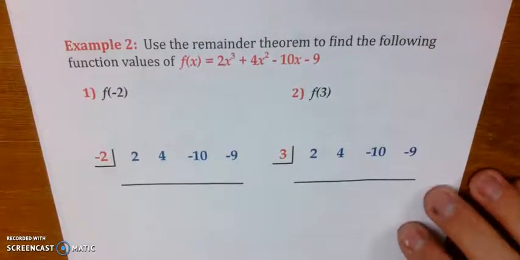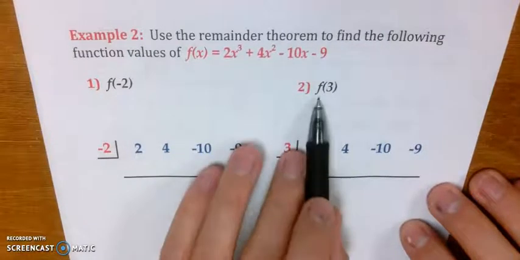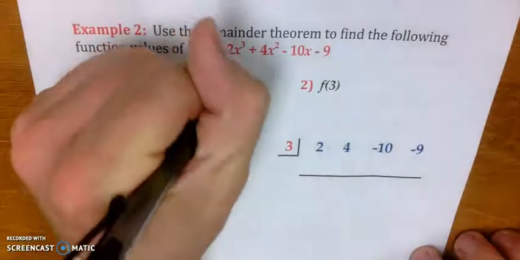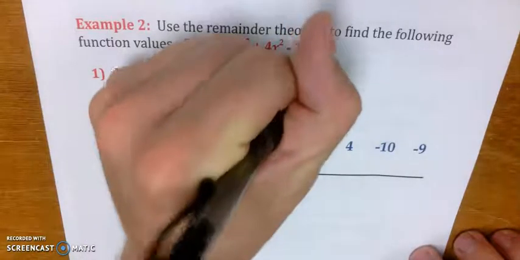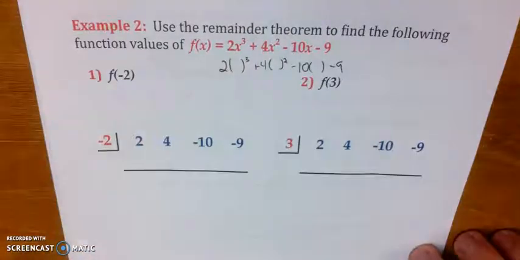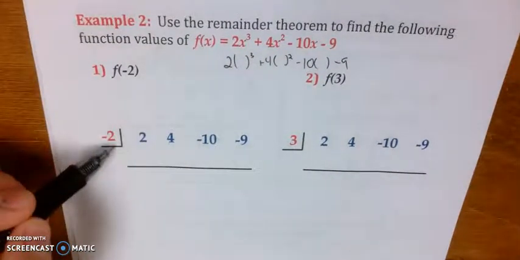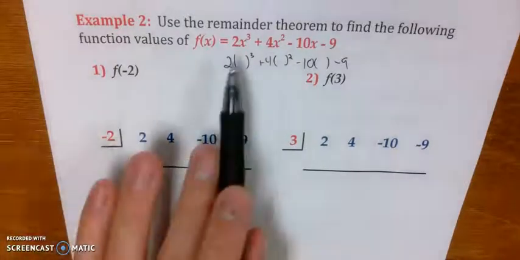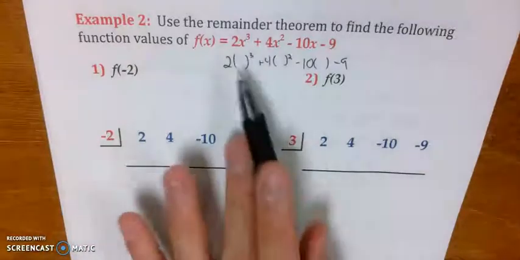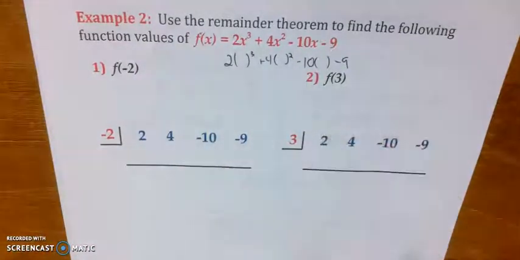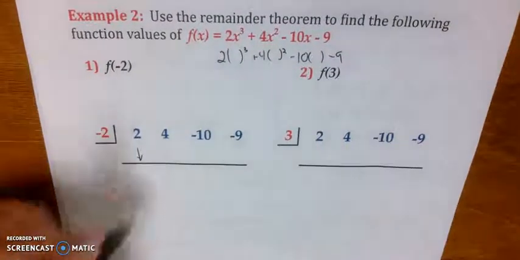So if we want to use the remainder theorem here, find f of negative 2 of this function and f of 3 of this function, I could plug things in the old school way. That's definitely an option. But I'm going to assume my calculator is broken and I can't do that. So I have to use the synthetic division remainder theorem in order to get these. So you'll notice I've stolen the coefficients, 2, 4, negative 10, negative 9. There was no skipped term, so I don't have to worry about that.